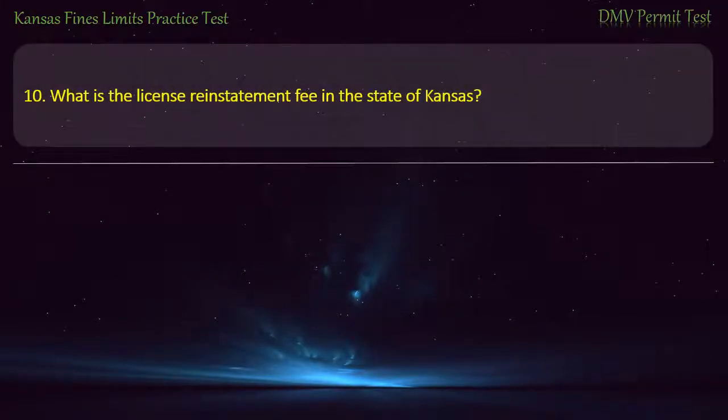Question 10. What is the license reinstatement fee in the state of Kansas? $125. $100. $75. $50. Answer. $100.